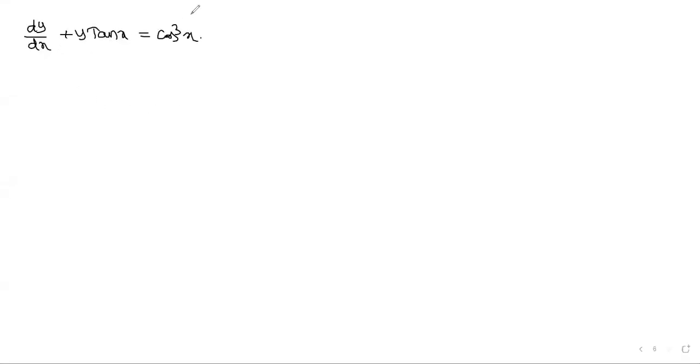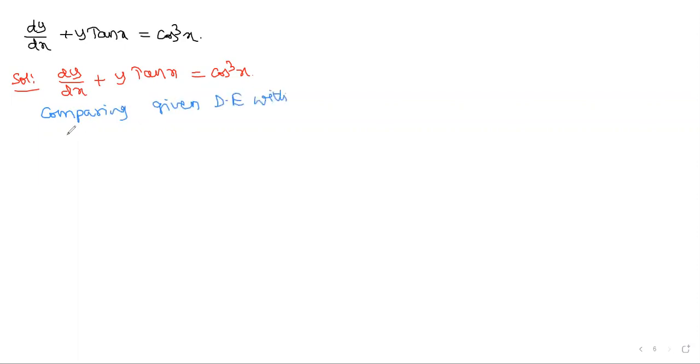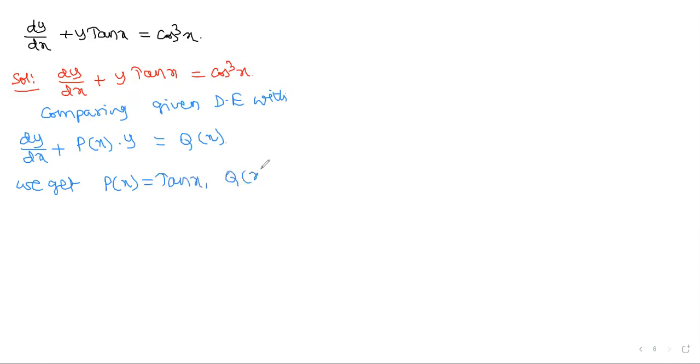Next, dy by dx plus y tan x is equal to cos cube x. Here also, comparing the given differential equation with dy by dx plus p of x into y is equal to q of x, we get p of x is equal to tan x and q of x is equal to cos cube x.